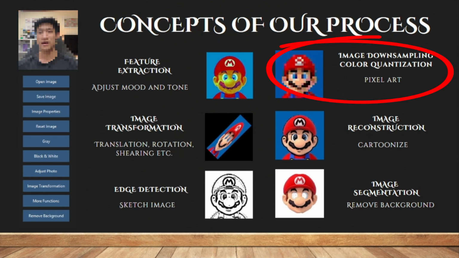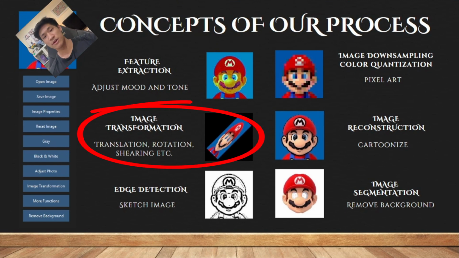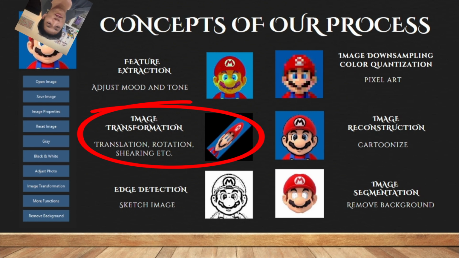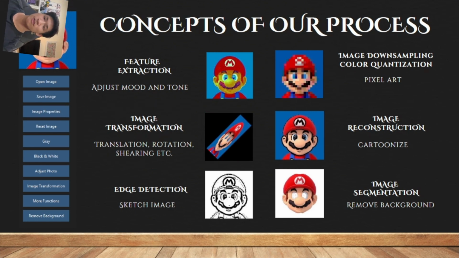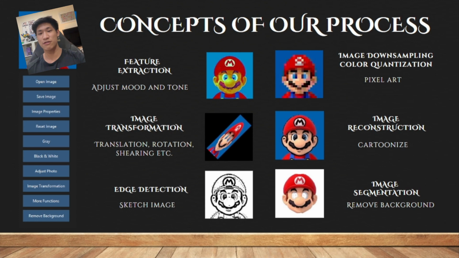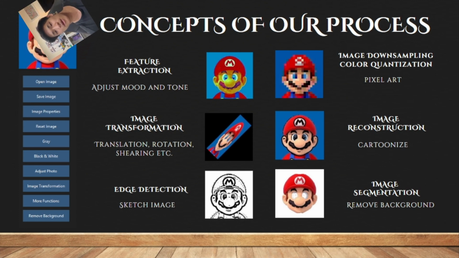Image downsampling and color quantization simplify an image by reducing the number of colors and details, creating a pixelated image similar to old-school video game graphics. Image transformation allows us to modify an image's position and shape through translation, rotation, and shearing. This is essential for realigning and distorting an image while maintaining its structure.